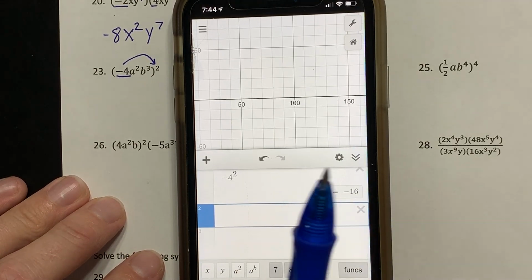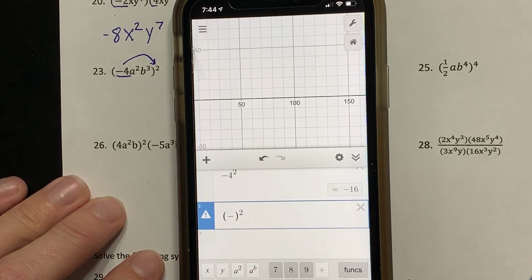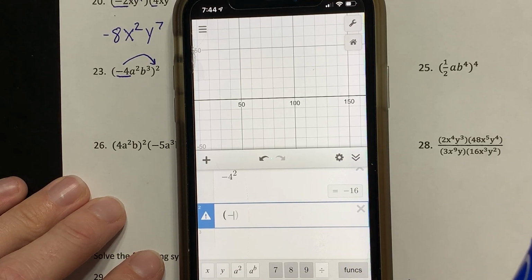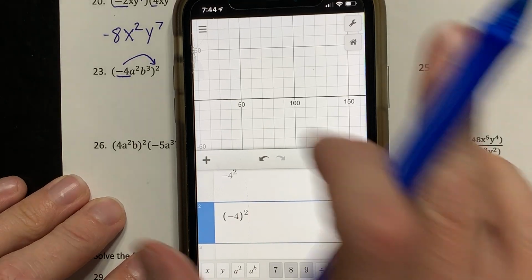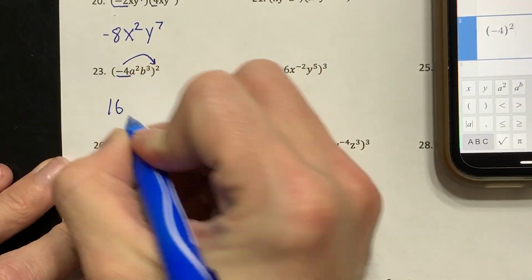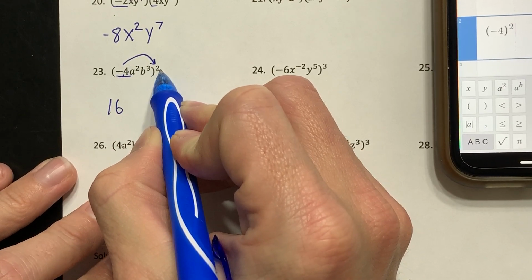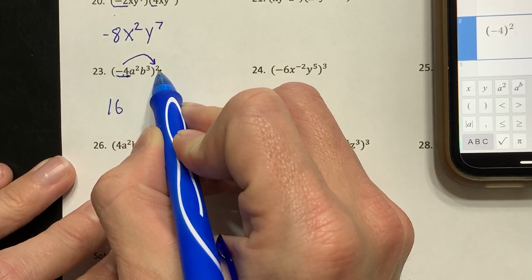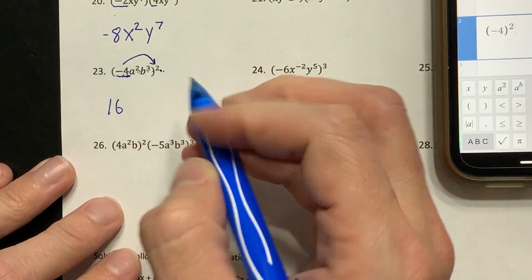You have to type in negative numbers in parentheses. It helps if you put the 4. You have to have the negative numbers in parentheses and then square it, and it gives you 16. So be careful if you're calculating these negative numbers. 16. We put -4 to the second power, not times 2. The big number, the coefficient, gets squared. These exponents, those are what get multiplied by 2.